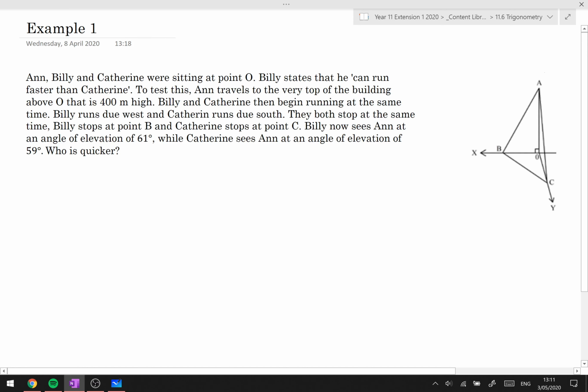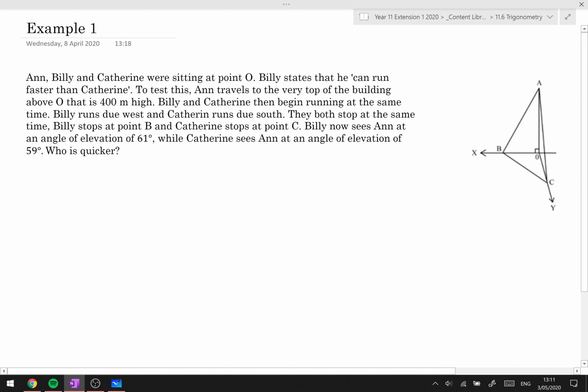Now it's not exactly exact, but when you're drawing these problems out, it doesn't matter which direction you have them, you just need to make sure that the direction is pretty straightforward. But we know that between those two it should be 90 degrees, because there's 90 degrees between south and west. They both stop at the same time. Billy stops at point B, that point there. Catherine stops at point C, that one there.